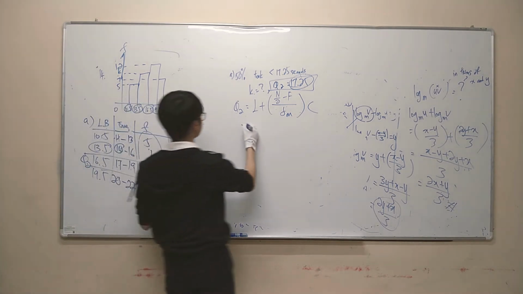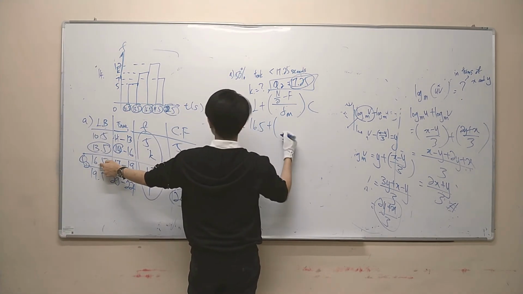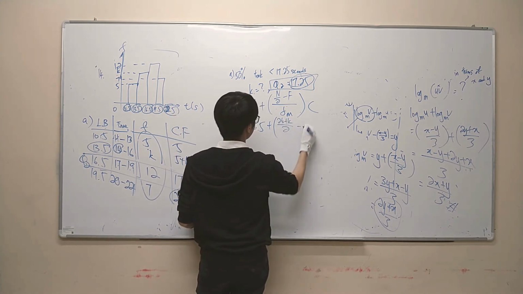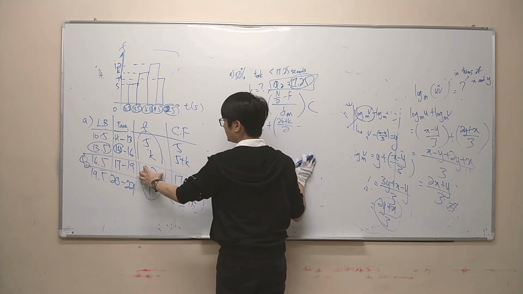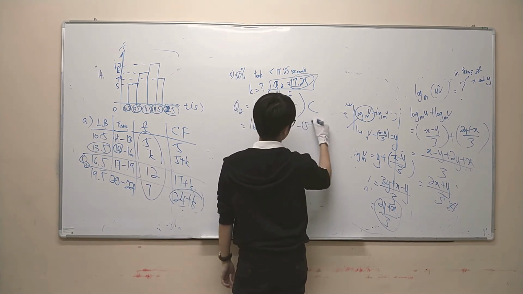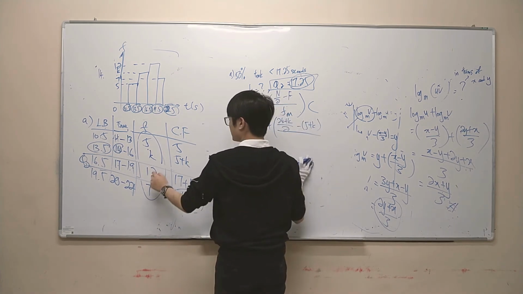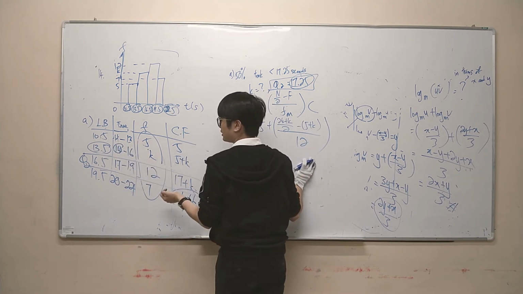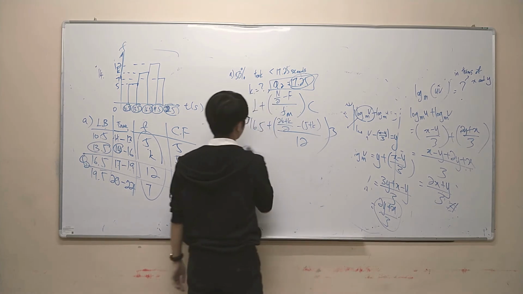Okay, so lower boundary is 16.5. The n over 2 will be 24 plus k over 2. This is the total frequency, over 2, minus the big F. Big F is cumulative frequency, 4 plus 5 plus k. And then over small f, the frequency of the class, which is 12. The size of class is, okay, 11 to 13, 3. The size of class is 3.